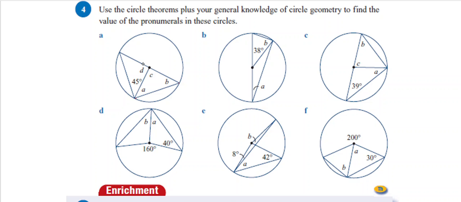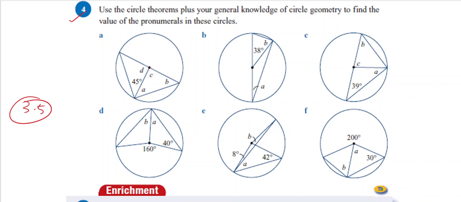This is for Year 10 Methods Pathways. We can look at exercise 3.5, question 4. Exercise 3.5, question 4 is all about finding unknown angles inside circles.